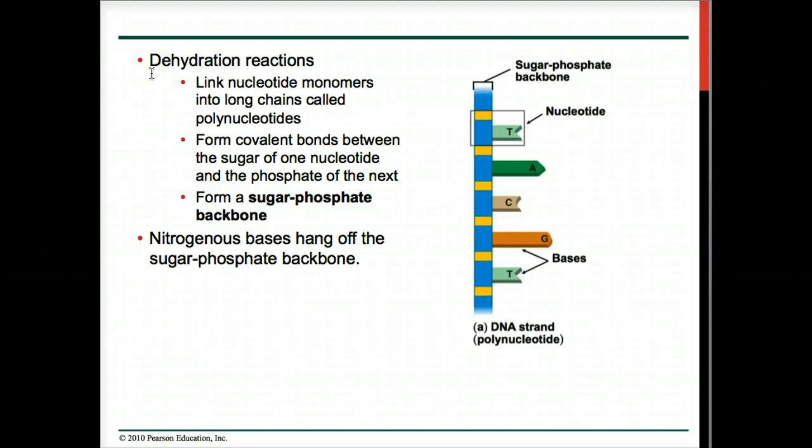Dehydration reactions, as we said, link these individual nucleotides together. So by releasing water, they form covalent bonds. And as you begin to link these nucleotides together, you get this sugar phosphate backbone. So here it is: sugar, phosphate, sugar, phosphate, sugar, phosphate, sugar, phosphate, right? And then sticking out from that sugar phosphate are the bases, right? So the A, T, G, and C's, or the uracil.